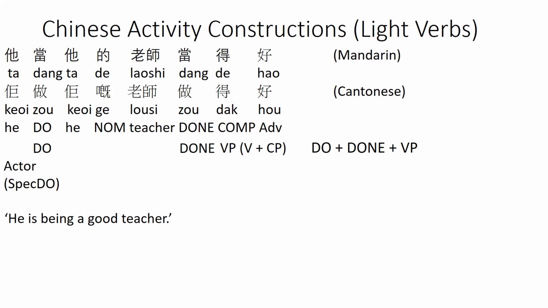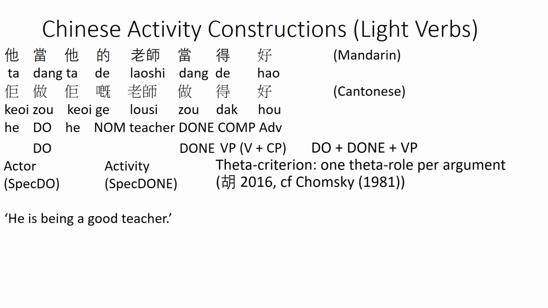Do introduces the actor argument in the specifier, whereas done introduces the activity in its specifier. Again, yes, I should have inverted the order here, because in a bottom-up derivation the verb moves to done first, where it introduces the activity nominal, and then moves to do, where it introduces the actor nominal in their respective specifiers. Yeah, so this is in line with the theta criterion. That goes back to Chomsky's earlier work on theta structure, where there's one theta role per argument. So each light verb introduces a distinct and unique argument.